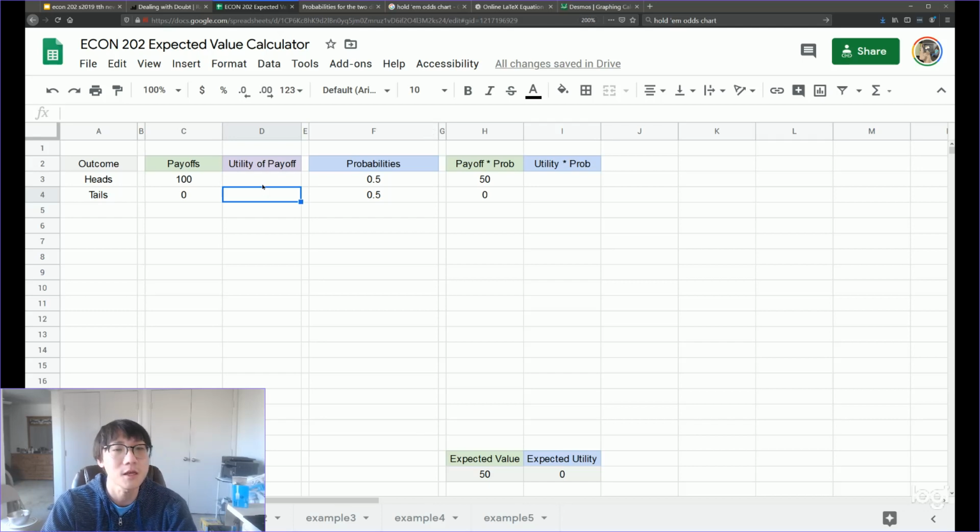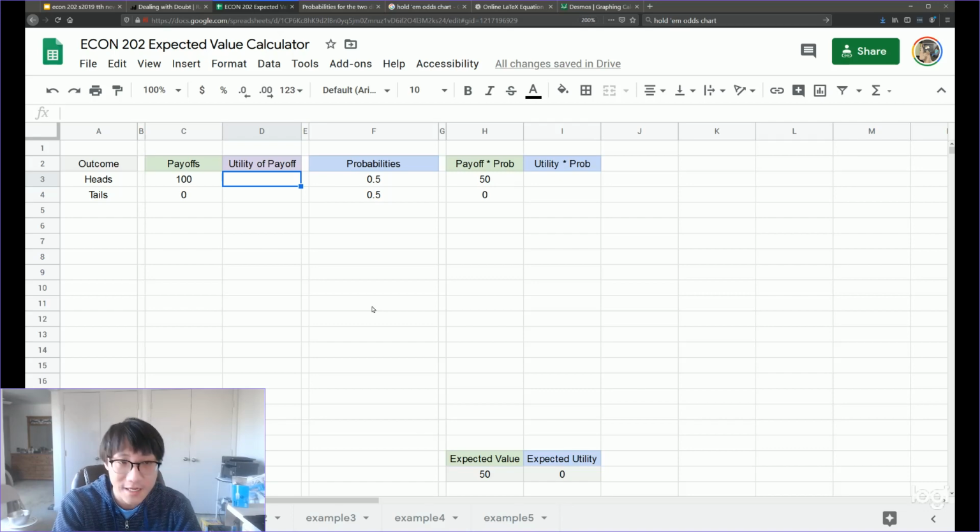Okay, so let's do this calculation. The calculation is very straightforward. All we're going to do is use the utility function. So for example, in this situation, here's my $100 payoff. But what is the utility of $100? Well, we simply need to plug that into the utility function, and the utility function in this case is the square root of 100. Now obviously that's 10, but I'm going to take my time and actually put the formula in there. I'm going to show you guys how to do it.